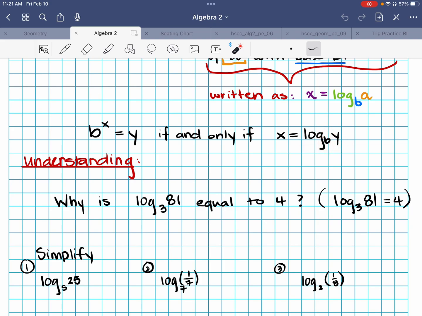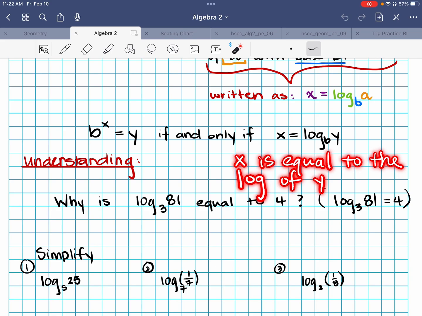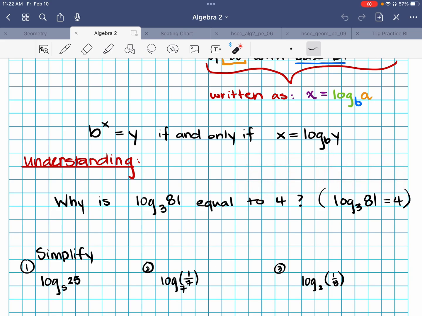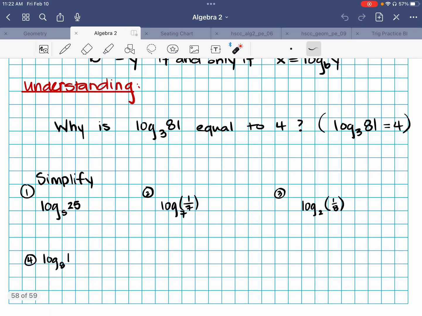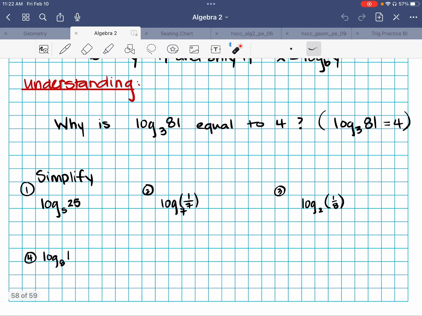The way I would say it is that x is equal to the log of y base b. That's how I would say that. So x is equal to the log of y base b. Now, that gives us a basic understanding, but it doesn't help us understand how the logarithm works.